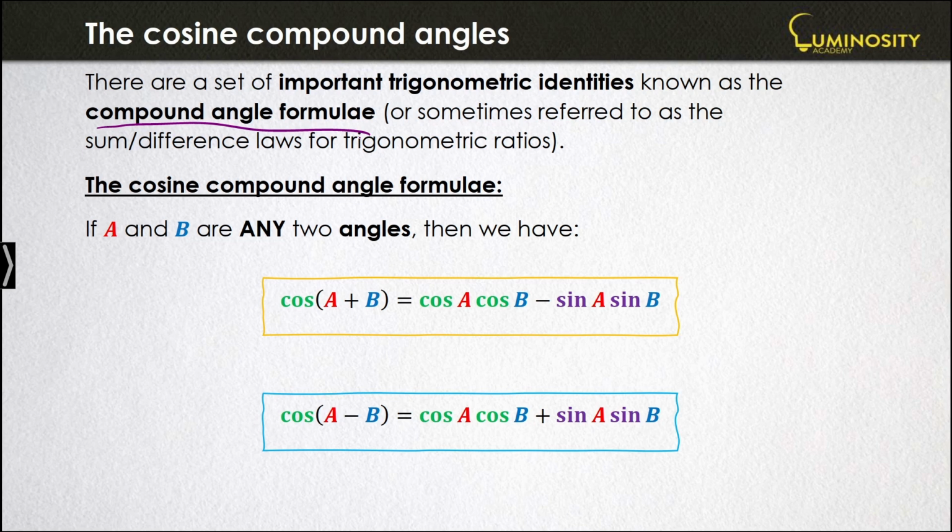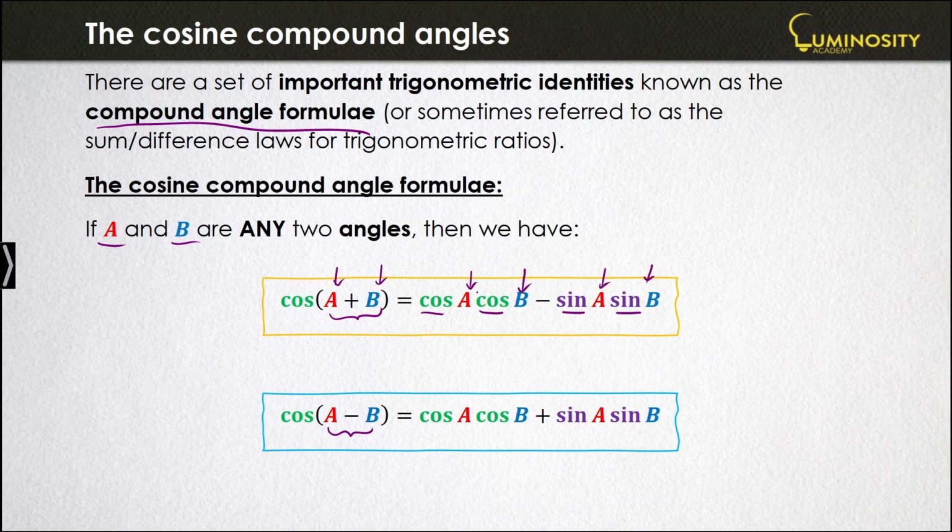There are two of them. It states that if A and B are any two angles, then if we take the cos of A plus B or the cos of A minus B, we can simplify them in terms of sine and cosine ratios. So the cos of A plus B is cos sine sine. That's the sort of mnemonic way of remembering it.